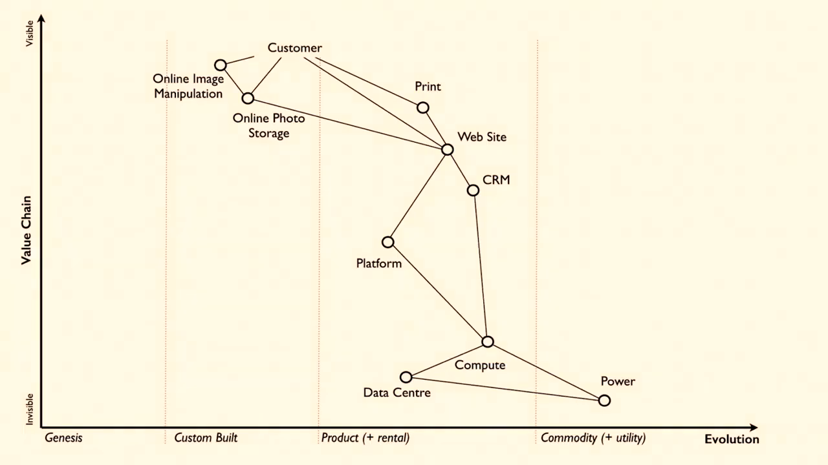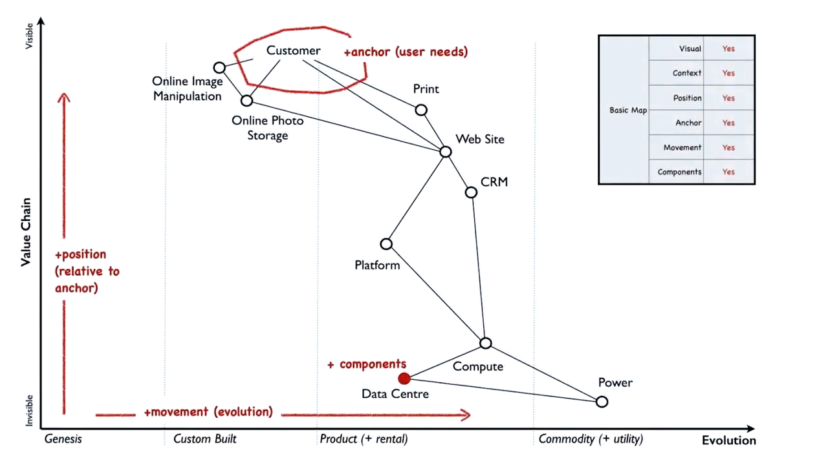In particular, this is an example map for an online photo service from 2005. A red circle appears around the word customer, plus anchor, user needs. A red arrow marked plus position, relative to anchor, parallels the y-axis. A red arrow marked plus movement, evolution, parallels the x-axis. The point marked data center is colored red, and next to it appears text, plus components.